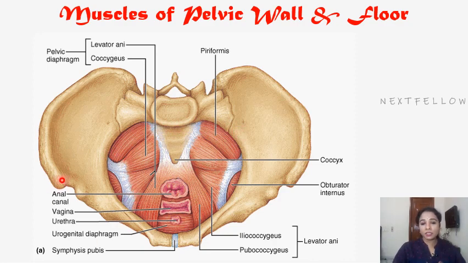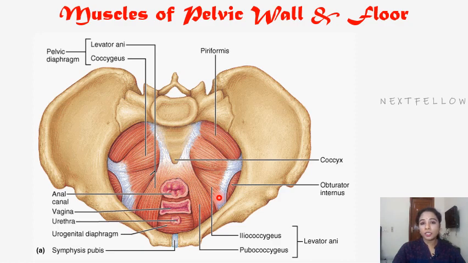So this image demonstrates the muscles of the lateral pelvic wall and floor as well. First we shall begin with the lateral pelvic wall. Here we can see the muscle called obturator internus present on each side, forming the lateral pelvic wall. It attaches from the pelvic surface of the ilium and ischium, and it also gains its origin from the obturator membrane, and finally it gets inserted into the greater trochanter of the femur.